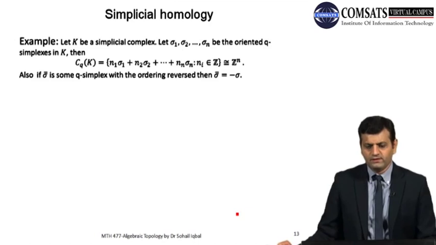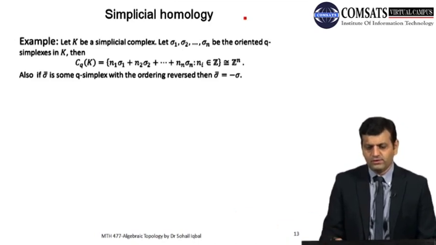Let K be a simplicial complex, and let sigma 1, sigma 2, up to sigma n be the only oriented Q simplices in K. Then CQ of K is equal to n1 sigma 1 plus n2 sigma 2 up to nn sigma n, where all these ni's belong to Z, and this is isomorphic to Zn. Okay, so that's how we define CQ of K.